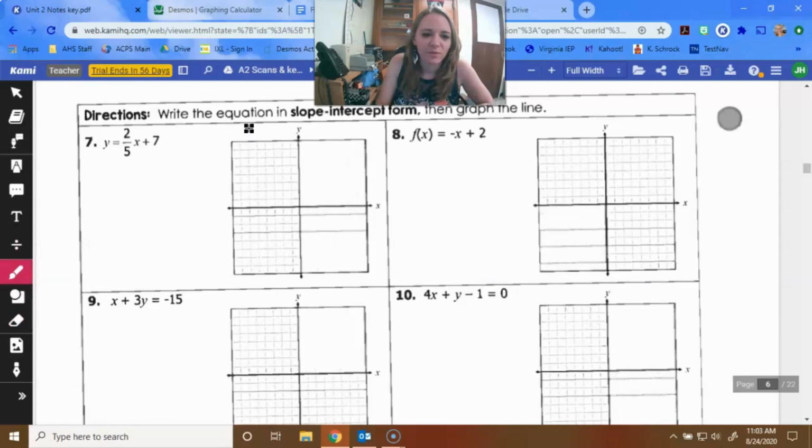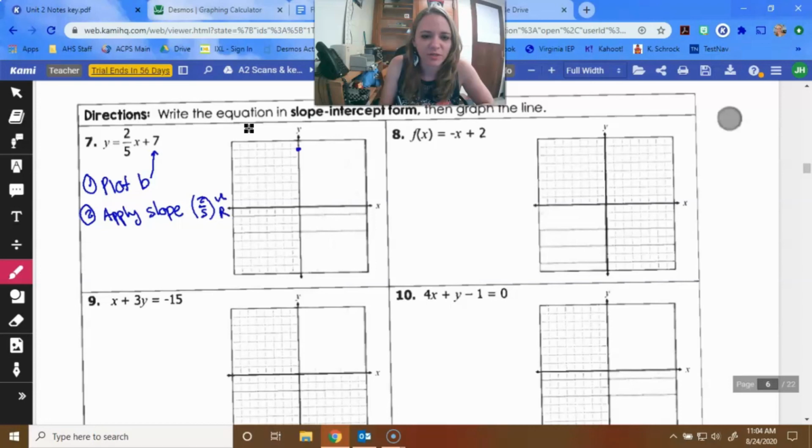To graph, remember the first thing you do is plot b. In this case, a positive 7 will be on my y-axis, so I'll go up 7: 1, 2, 3, 4, 5, 6, 7. And then the second thing you do is apply the slope, in this case 2/5. That means I can go up and I can go right.